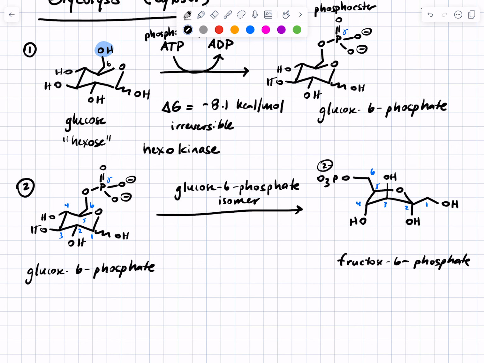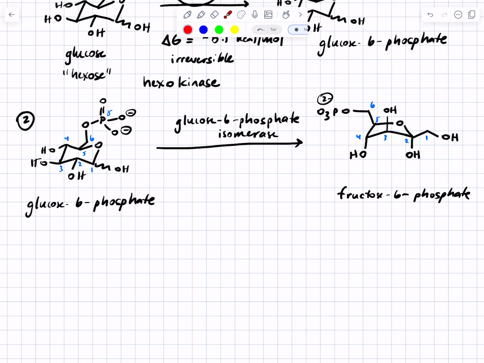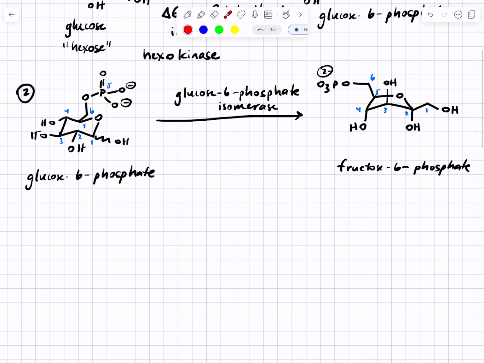And it turns out, if you were going to think about how to convert an aldehyde to a ketone, you've had to move the hemiacetal carbon over. You might think, we need to reduce carbon 1 to an alcohol and then oxidize carbon 2 to a ketone. But it turns out that's not necessary, and you can accomplish this transformation from glucose to fructose 6-phosphate simply by proton transfer or tautomerization.